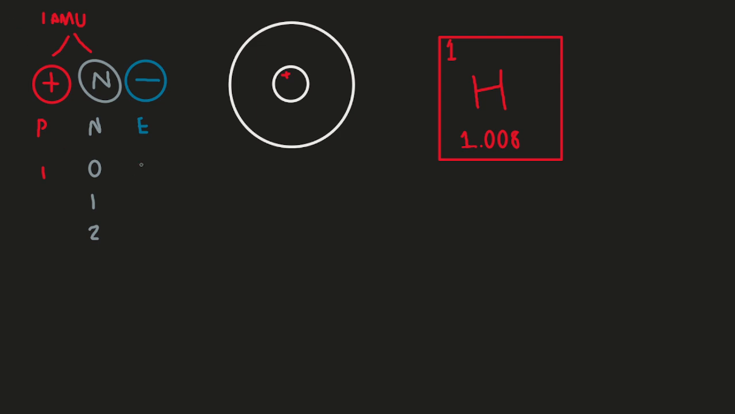Now, the number of electrons can determine the charge of the element. So if it's neutrally charged, it would have 1 electron. And the electron, like planets orbiting the sun, orbits the nucleus. So the electron is basically in this apparatus called the electron cloud of the atom.